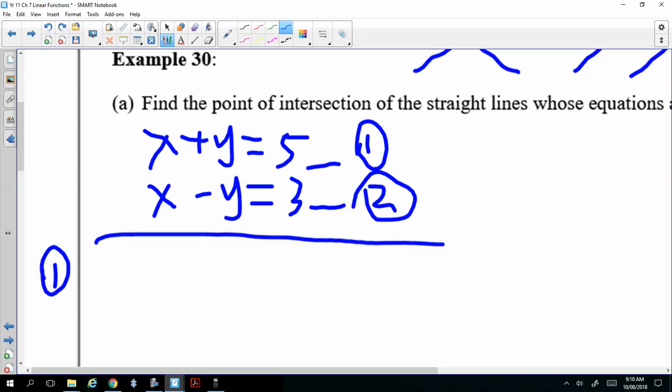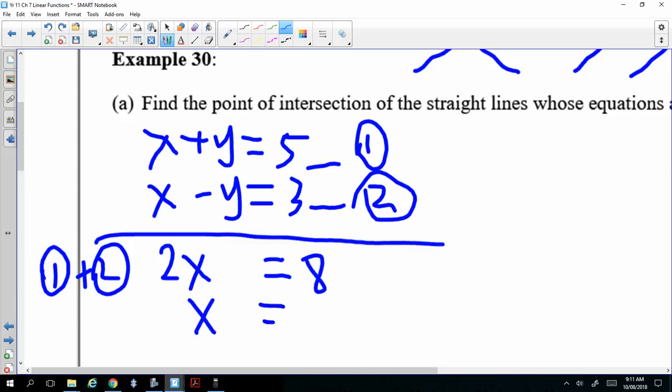Let's do that. 1 plus 2, what do you get? X plus x is 2x. What happened to the y? They get cancelled, right? Y plus negative y is 0. 5 plus 3 is 8, so therefore x is 4. Very quick and easy.